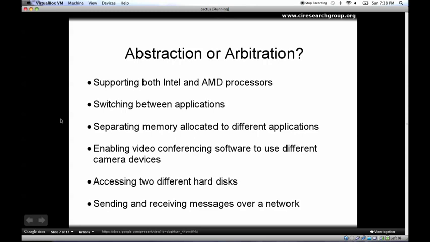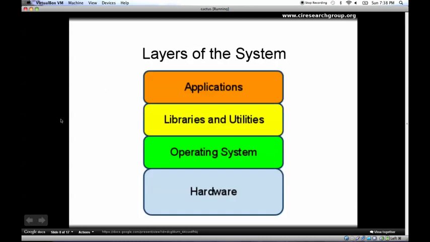Sending and receiving messages over a network is both abstraction and arbitration. On the one hand, we're abstracting away the details of each particular network card to be able to send and receive the message. On the other hand, we're sharing that network card among all the different applications on the system. Now, we can think of the system in terms of layers. At the bottom of the layer cake, we have the hardware. This is what executes the software, the top three layers. The operating system is the middleman, so to speak, between the applications and the libraries and utilities upon which the applications depend, and the underlying hardware.